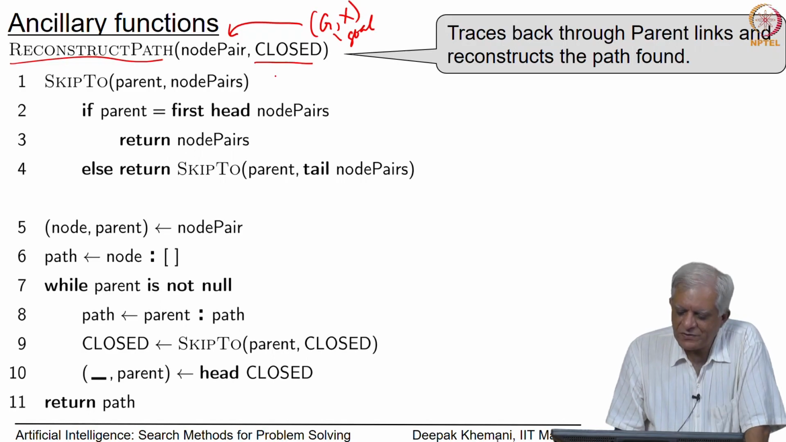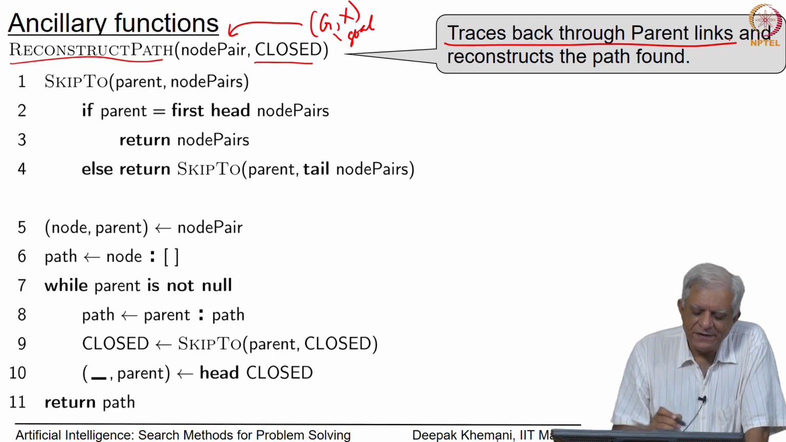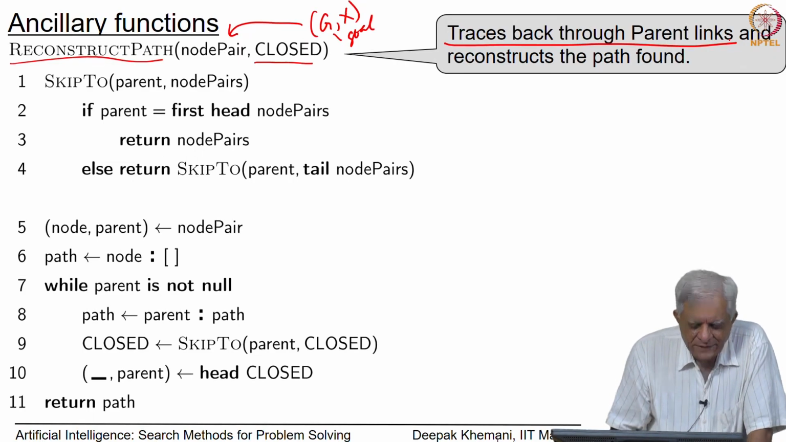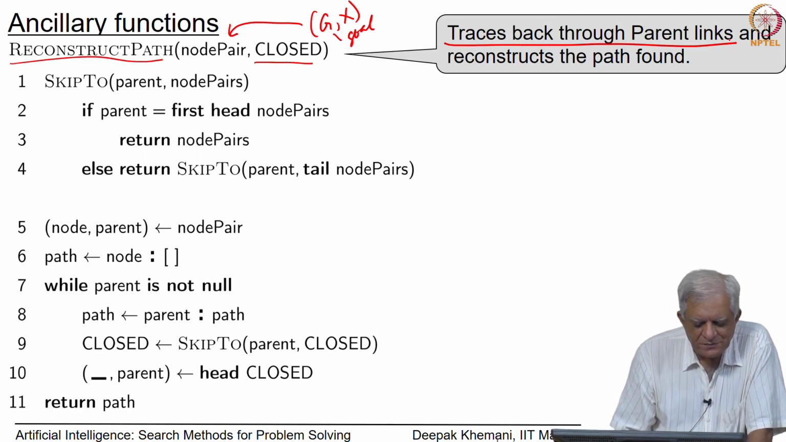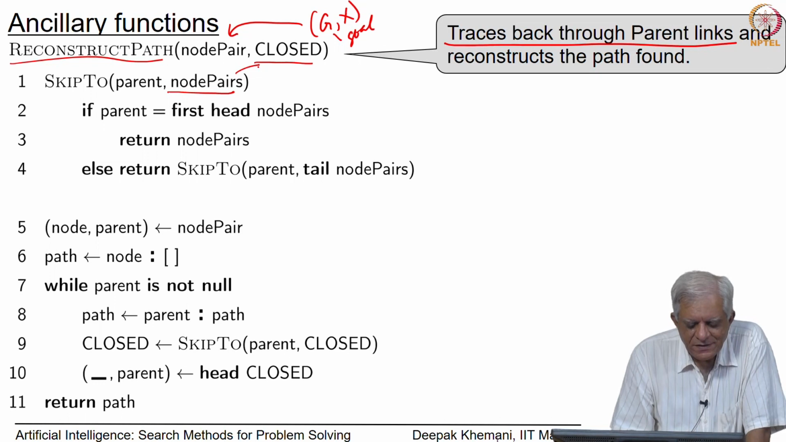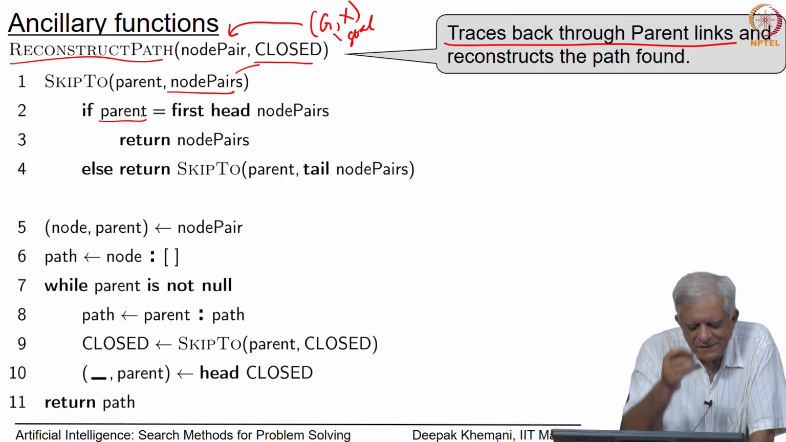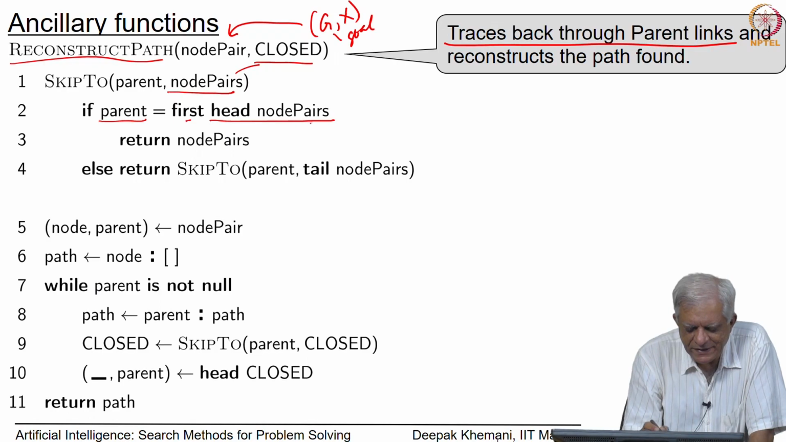So, let us see how we can do that. Essentially we are tracing back the path through parent links, and parent links are implicitly stored in the closed list. So, let us look at this function. We want to go to that node in this list of node pairs which is enclosed. The parent that we are interested in is the first of the head of the pairs.